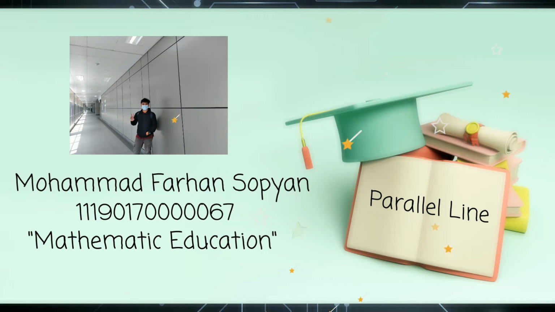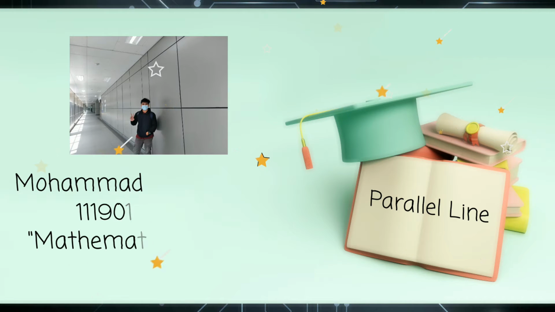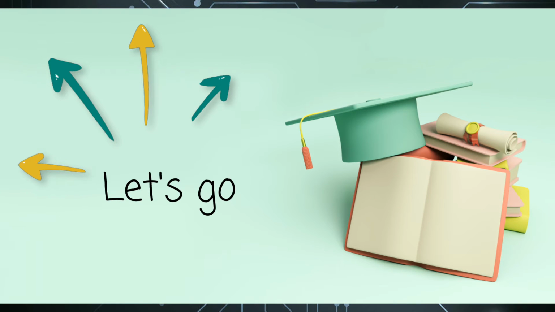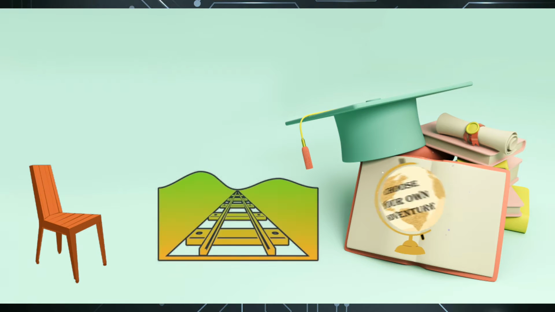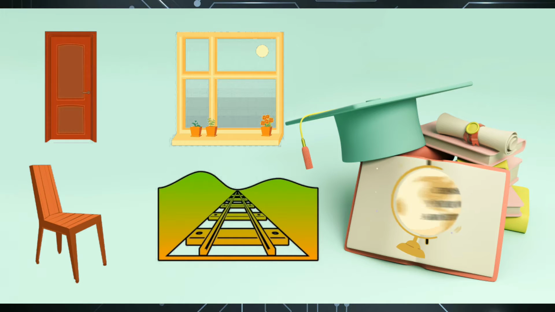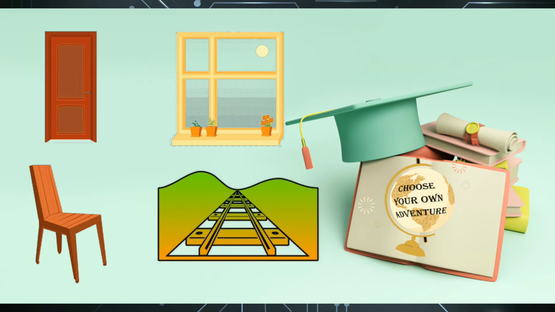I'm studying at UIN majoring in Mathematics Education. Here, I will briefly explain what a parallel line is. Before getting into the material, let's look at the following picture. If we look at the pictures, are there any similarities that we can conclude? What is the conclusion? Yes, they have parallel lines. For more details, let's look at the pictures one by one.